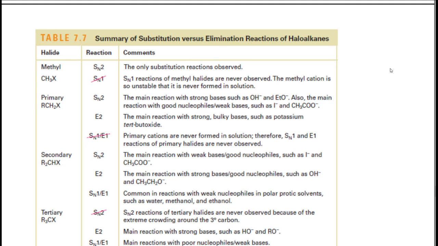All right, so let's jump back to the secondary category there and look at how we tell those apart. So if we have a secondary substrate, and we have a good nucleophile, a weak base, a good nucleophile like I-, we're looking at substitution. If we have a strong base, like hydroxide or other oxides, then we probably have E2 elimination. And if we have weak nucleophiles and polar protic solvents, then we're looking at a mixture of SN1 and E1.